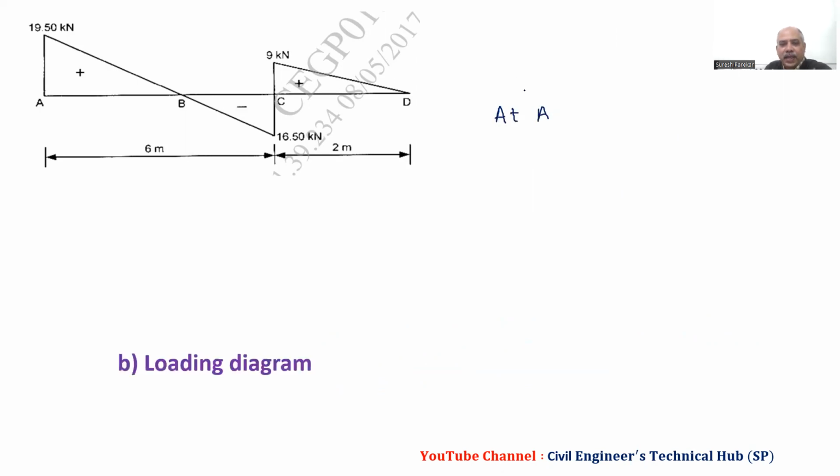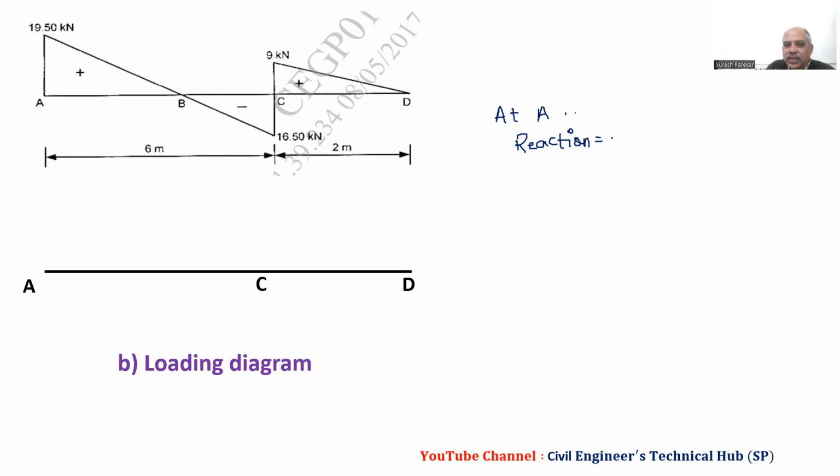So we will draw it simultaneously. At A we have a concentrated load, or I will say reaction, because the value is positive. So we have final shear force 19.5 minus initial 0, so I will get 19.5 plus. That means we have this as reaction upward. Generally plus, then it will be reaction.